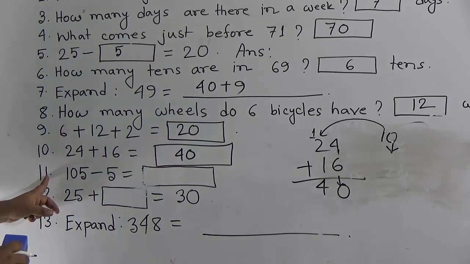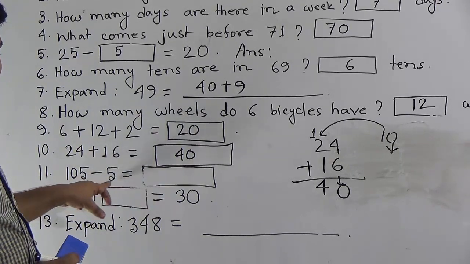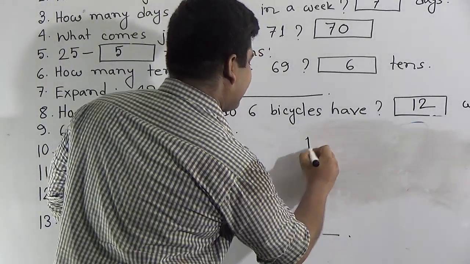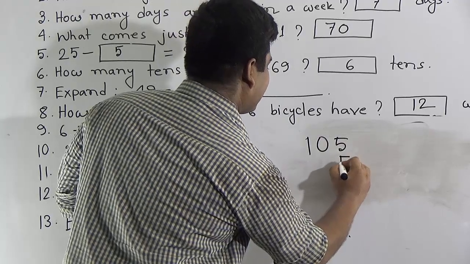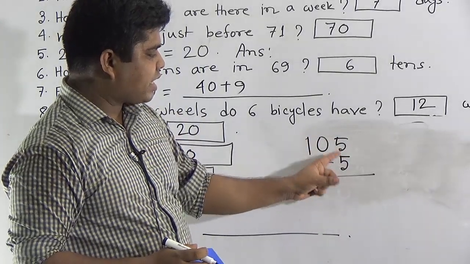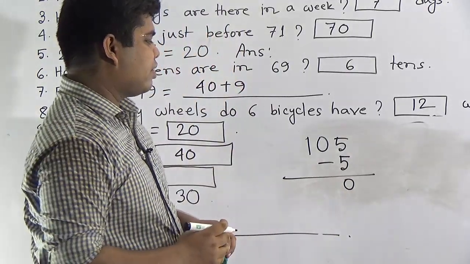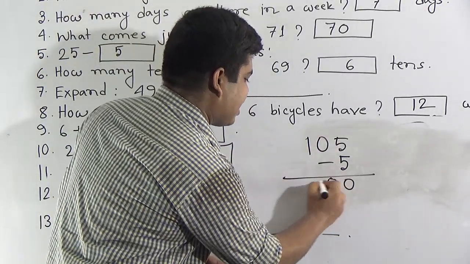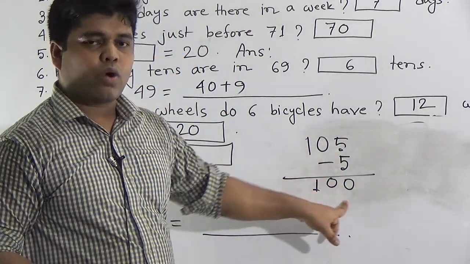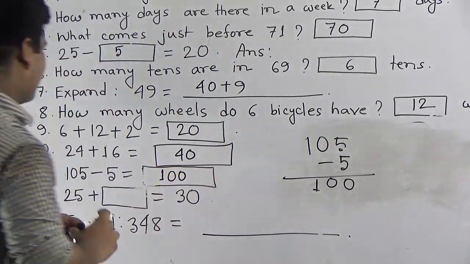Okay. Our next question is 105 minus 5 equal to what? So we subtract 5 from 105. First of all we write 105, then we subtract 5 from 105. My dear students, first of all we subtract this 5 from this 5. If we subtract 5 from 5, then we get 0. So nothing left, that means 0 is here and 1 is here. If we subtract 5 from 105, then we get 100. Okay, and write this answer in the gap box, 100.